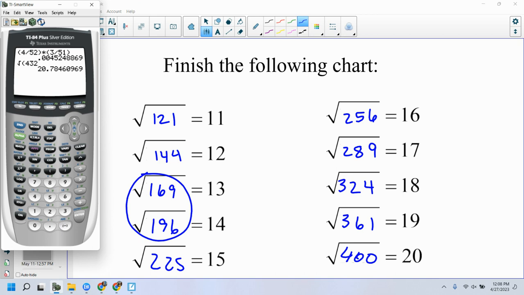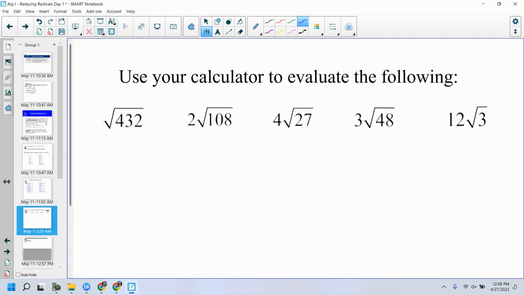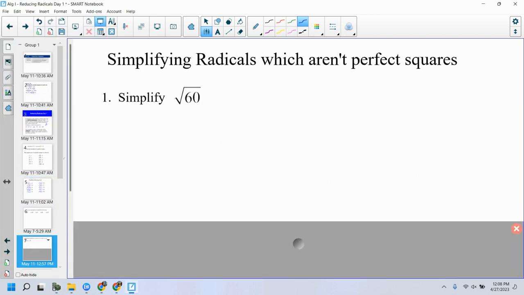Okay? So, let's take a look here. This is your first example down there. I want to simplify the square root of 60. Now, when I say to simplify a radical, or to put something in what's called simplest radical form, what I am asking you to do is not give me a decimal, but give me the most exact answer.